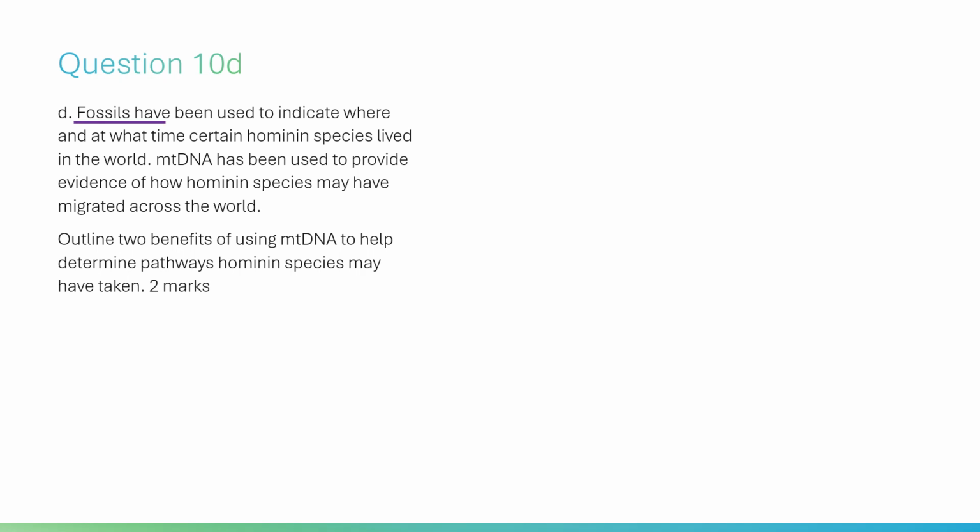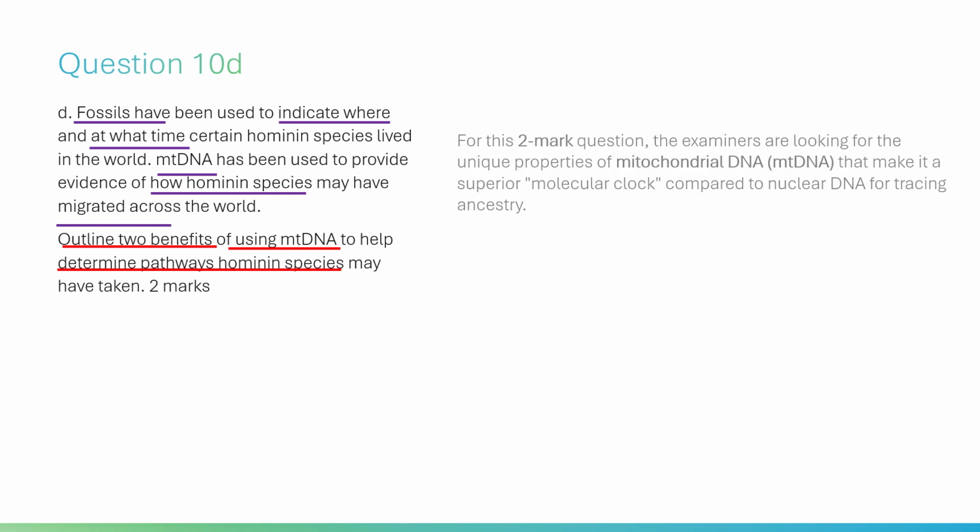Fossils have been used to indicate where, and at what time certain hominin species lived in the world. mtDNA has been used to provide evidence of how hominin species may have migrated across the world. Outline 2 benefits of using mtDNA to help determine pathways hominin species may have taken. 2 marks. For this 2-mark question, the examiners are looking for the unique properties of mitochondrial DNA, mtDNA, that make it a superior molecular clock compared to nuclear DNA for tracing ancestry.